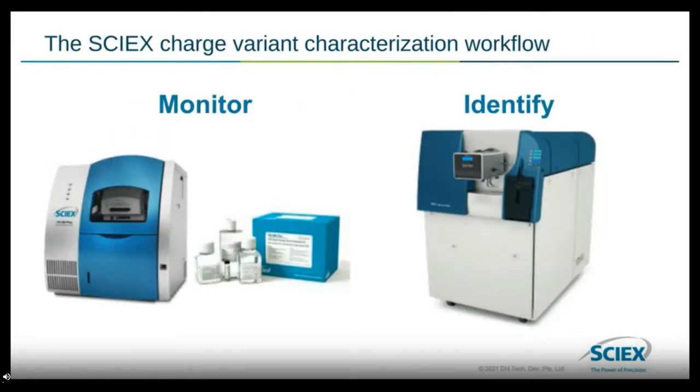What does SCIEX offer to analyze charge variants? Well, as you see on the left is the P800 Plus with our CZE kit, and on the right we have the ZipChip with the SCIEX 6600 mass spectrometer. We can utilize the ZipChip with the ZipChip charge variant TOF kit, and this allows us to identify each of the post-translational modifications, or PTMs, in the product. Once these are identified, we can then use the P800 Plus with the CZE kit to do routine analysis of the product itself.